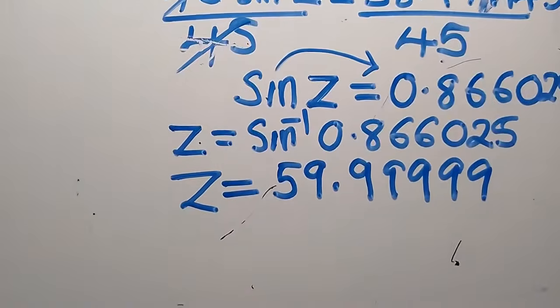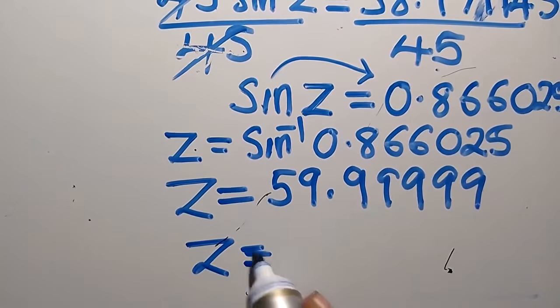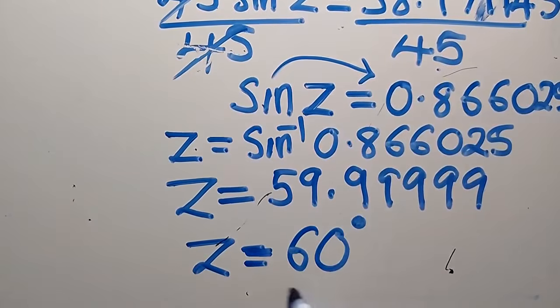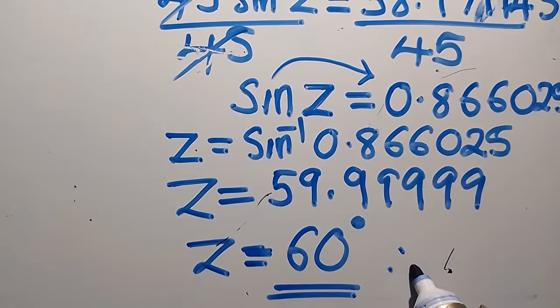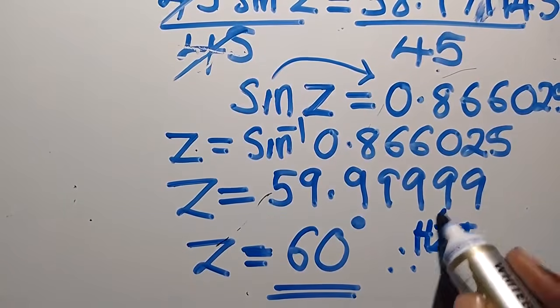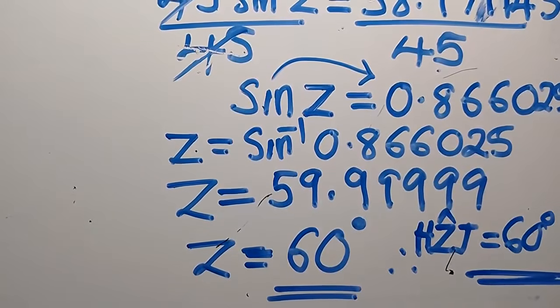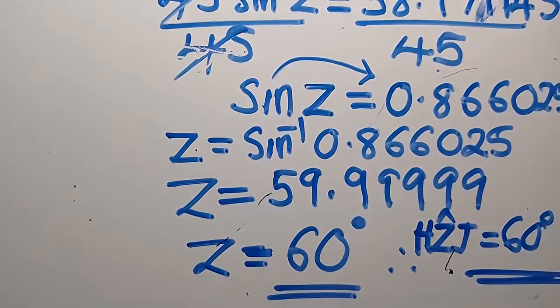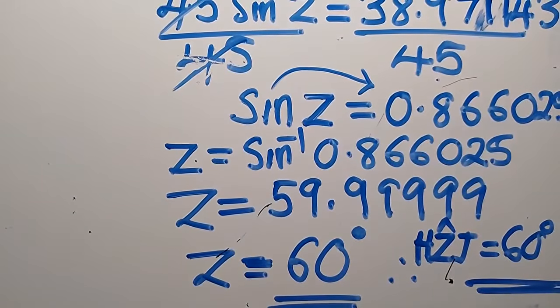So finally, you can just say Z is equal to 60 degrees. So Z is 60 degrees. Therefore, they asked you to find HZJ, which is equal to 60 degrees. That's your answer. This is how you need to work out these. These are things that you need to understand. I want you to understand this, and I want you to get this concept.